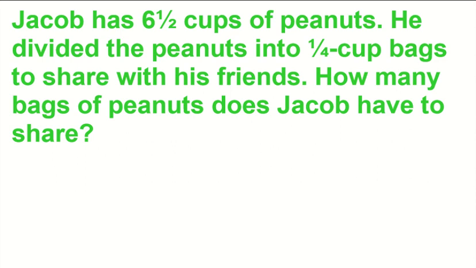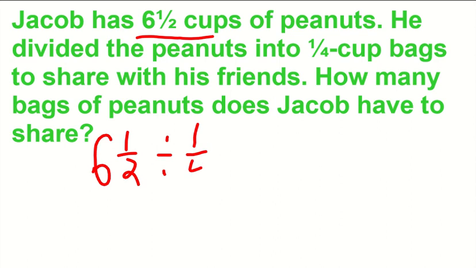Gray? 26 is correct. All right, the biggest thing with these problems is what to put first, okay? What you put first is what's being divided up. The total amount of the peanuts is being divided up, so the 6½ is going first. We're dividing by 1/4.